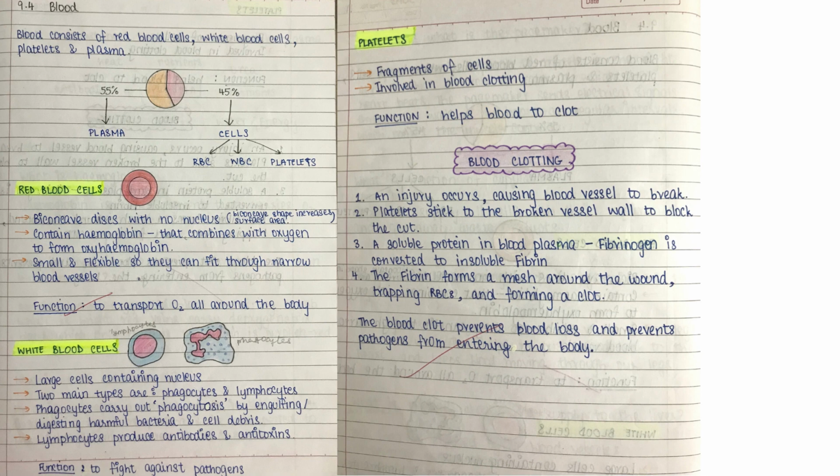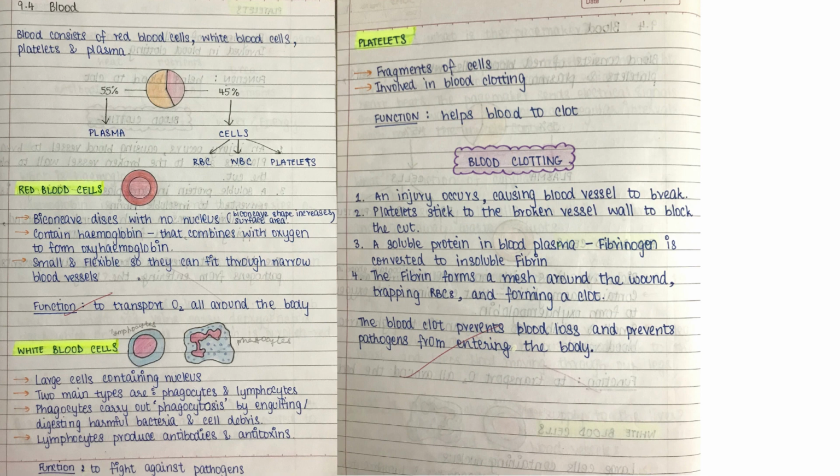Platelets help blood to clot. So platelets are small fragments of cells. They do not have a nucleus. So they are involved in the process of blood clotting. So let us see the process of blood clotting now.